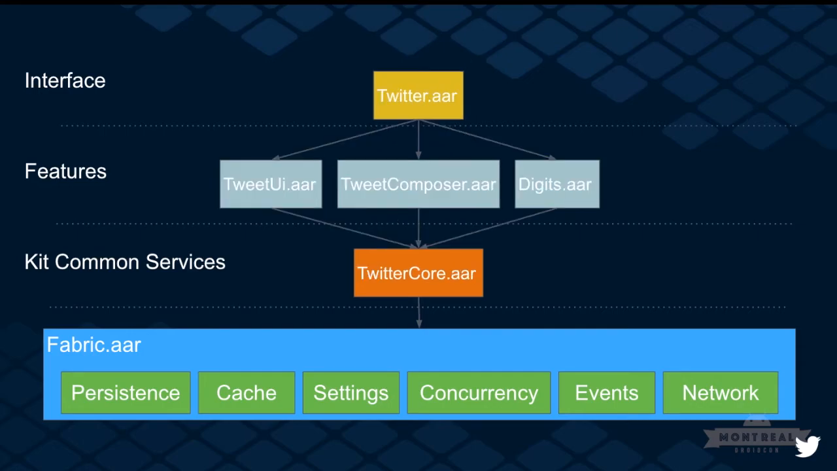Here is the stack of Twitter functionality. We have quite a few AARs that are being delivered. If you use the onboarding plugin, then you're just going to get Twitter AAR, and it has transitive dependencies all the way down to fabric.aar. But a developer could choose to use just Tweet UI, for example, and then they would only get Tweet UI, Twitter Core, and Fabric, which would be a much lighter weight solution. And this is just back to providing choice for the developers.